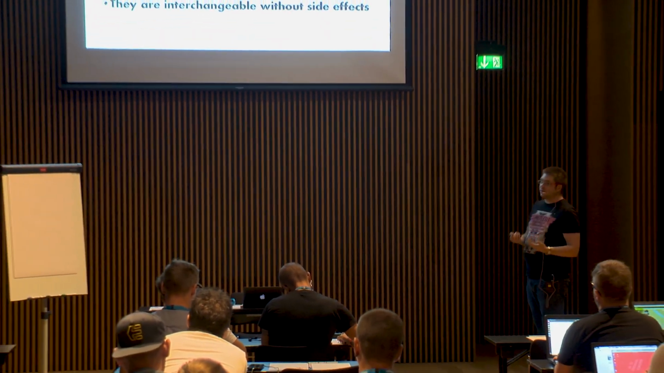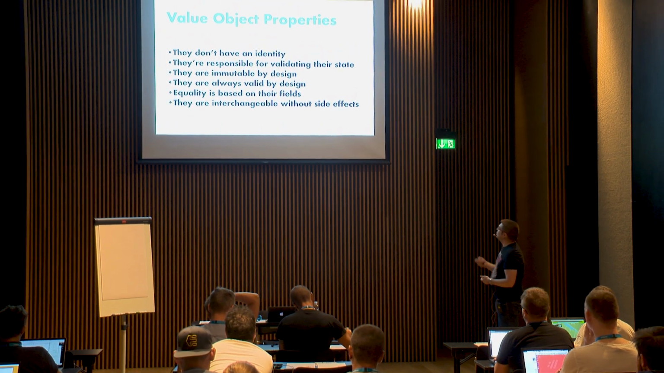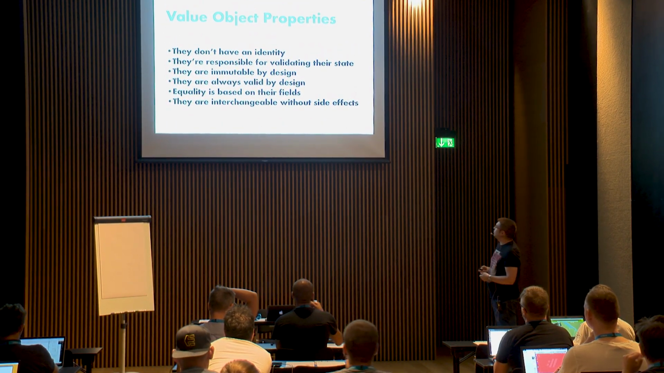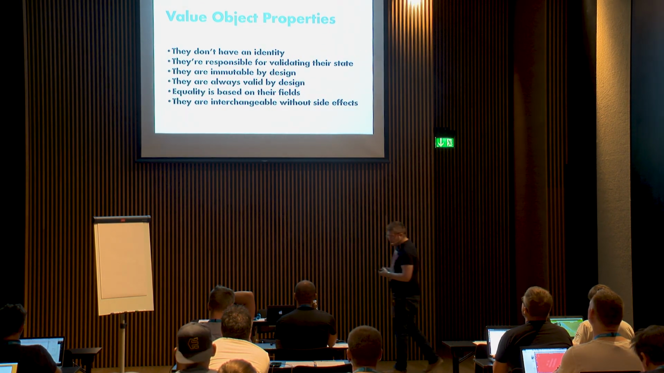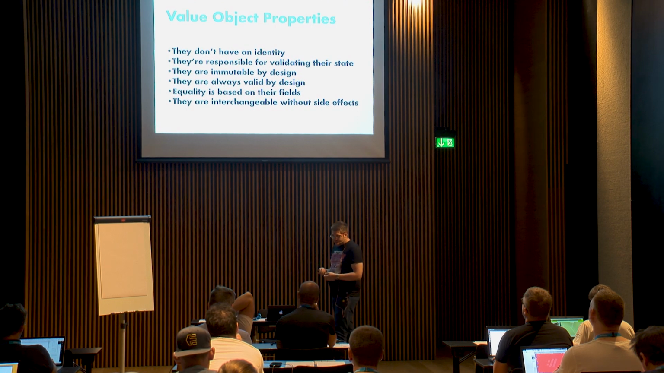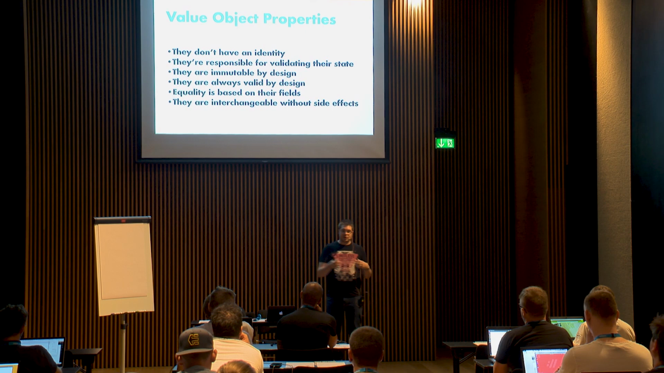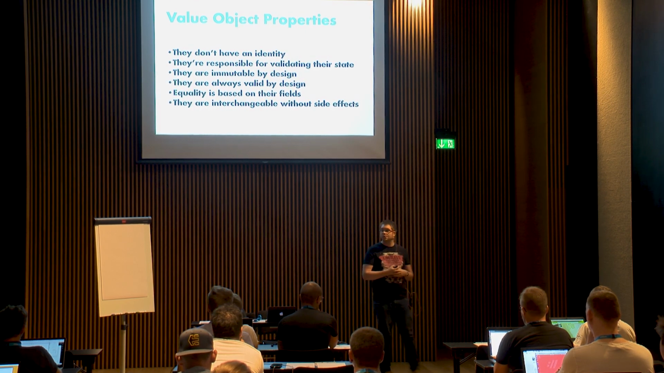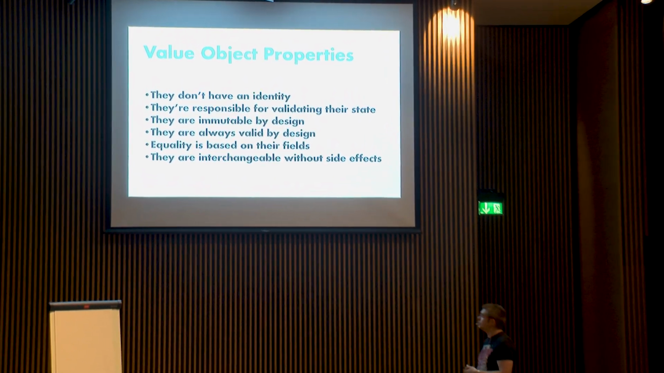So value objects don't have any identity, so they don't contain unique identifiers, because a value object only encapsulates a value but not an identity, compared to an entity which has an identity. So they validate their own state. They are immutable. They are always valid by design. Two value objects are equal if the values stored in their fields are also the same. Okay, so the equality is based on the field values, but not on identity, because there is no identity in the value objects.